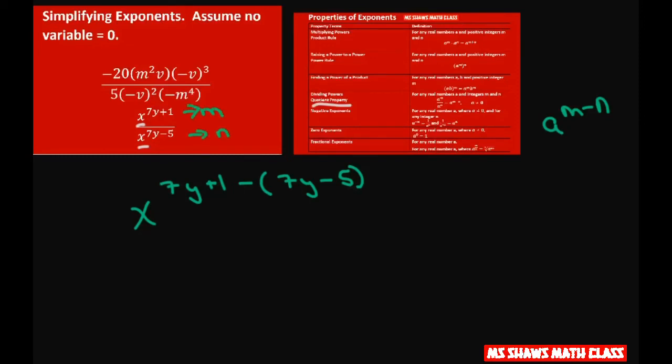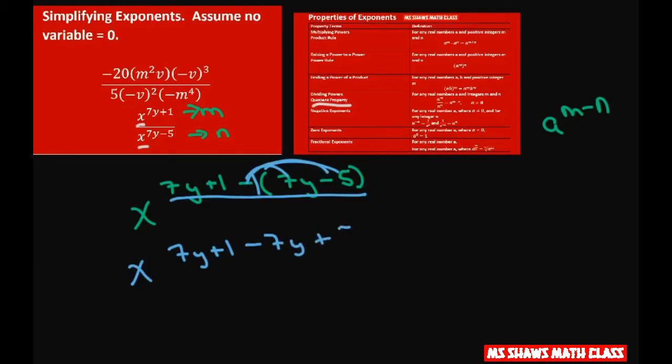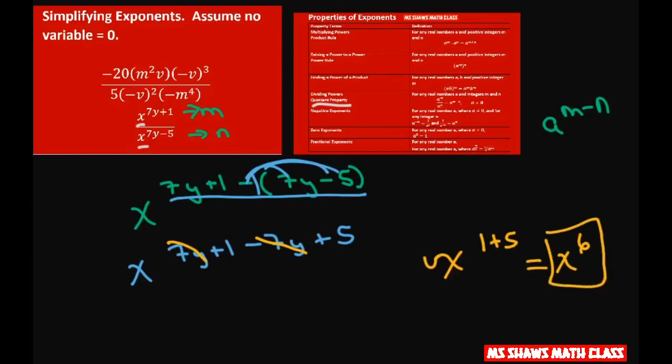All right. Now all we have to do is clean that up. That's going to be x. Don't forget to distribute the negative. 7y plus 1 minus 7y. A negative times a negative is going to be positive 5. So what happens is these 7y's cancel, and you're going to get x to the 1 plus 5 equals x to the 6. So that would be your final answer.